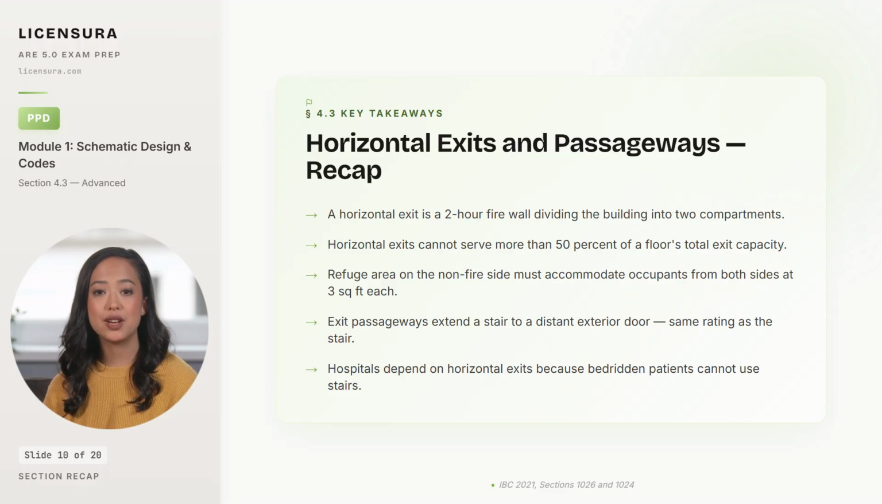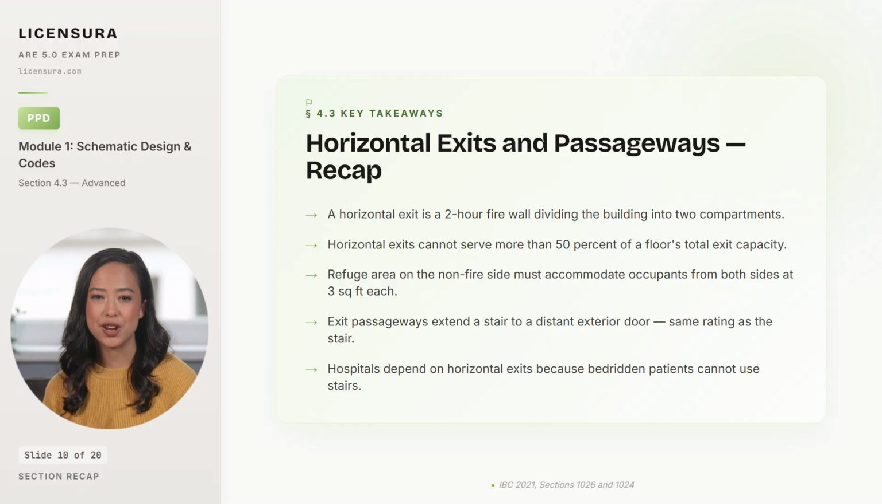First, a horizontal exit is itself a 2-hour firewall that divides the building into 2 separate fire compartments, and the wall must meet the structural independence test of Section 706 to qualify. Second, a horizontal exit cannot serve more than 50% of a floor's total exit capacity, which means at least half the exits must still be vertical stairs or direct exterior doors.